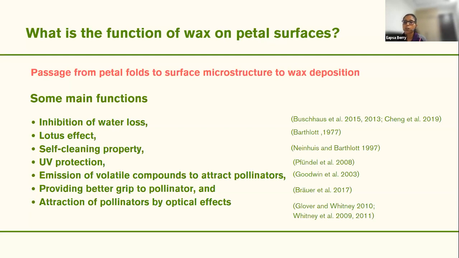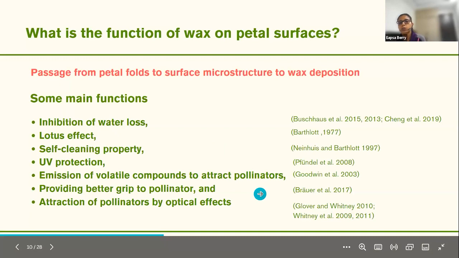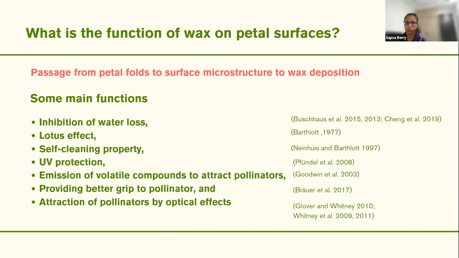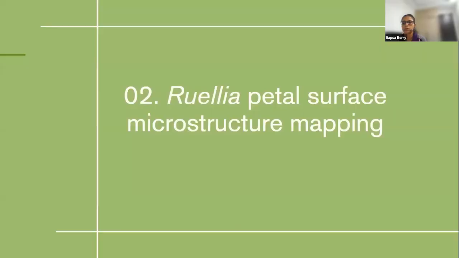They inhibit the loss of water, they provide a hydrophobic surface to the petals, they protect the petal surface from UV, they emit volatiles and help attract pollinators, and through optical effects attract pollinators, and provide grip to the pollinator, among other constantly studied functions of waxes on petals.